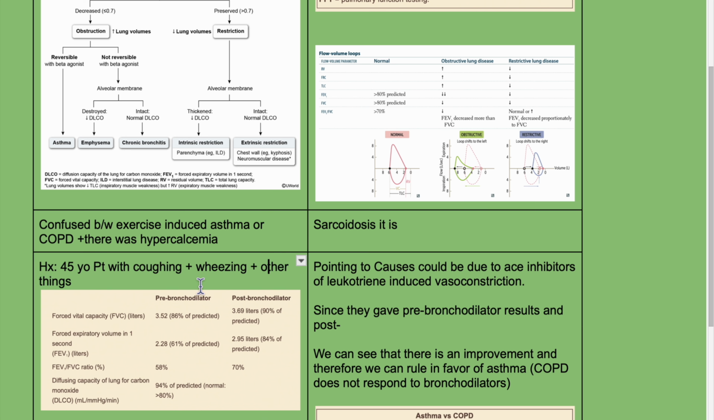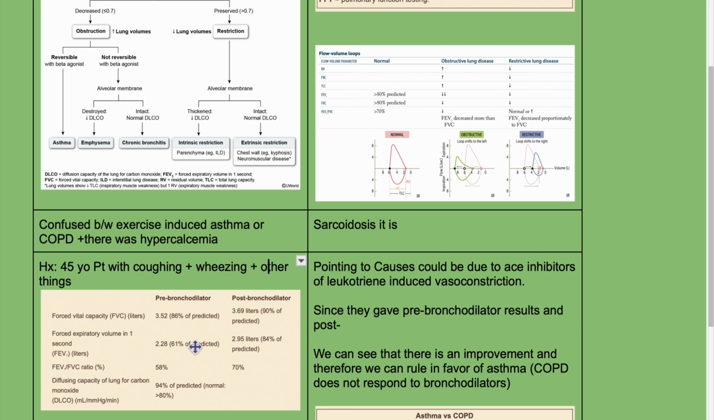Then they gave you this finding that they checked before they gave the bronchodilator and then they checked afterwards. So what happened? The FVC, sorry, in liters increased, right? It went from 86% predicted to 90%, so it got better. The FEV1 went from 61% to 84%, so that got better. The FEV1/FVC went from 58% to 70%, closer to normal, so that got better. DLCO was 94% of predicted, normal is more than 80, so that was normal already.